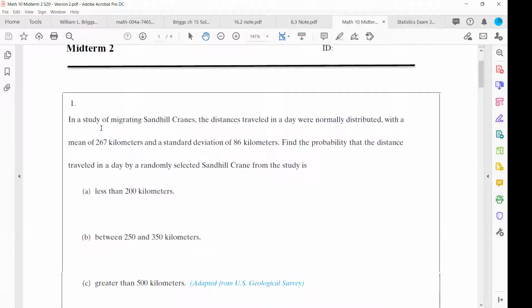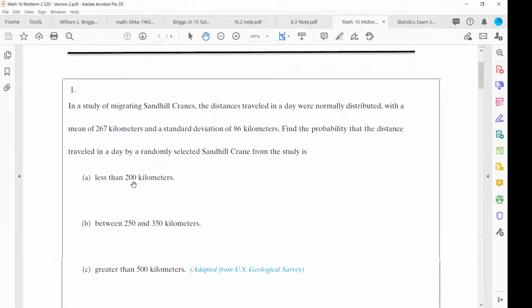Perfect. Question says, find the probability that the distance traveled in a day by a randomly selected sandhill crane from the study is less than 200. B, find the probability that it's in between 250, 350.